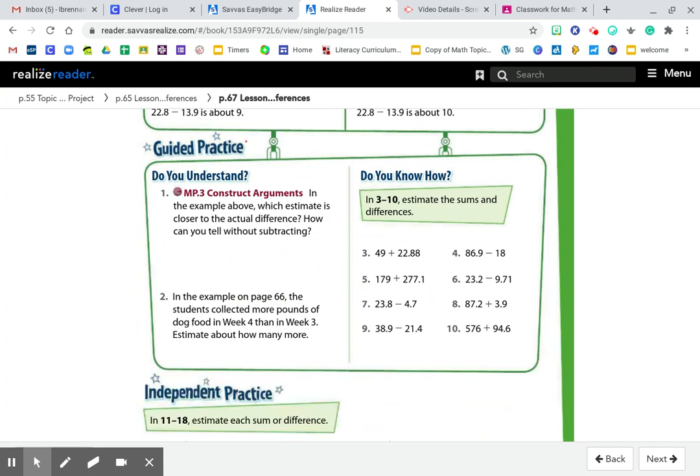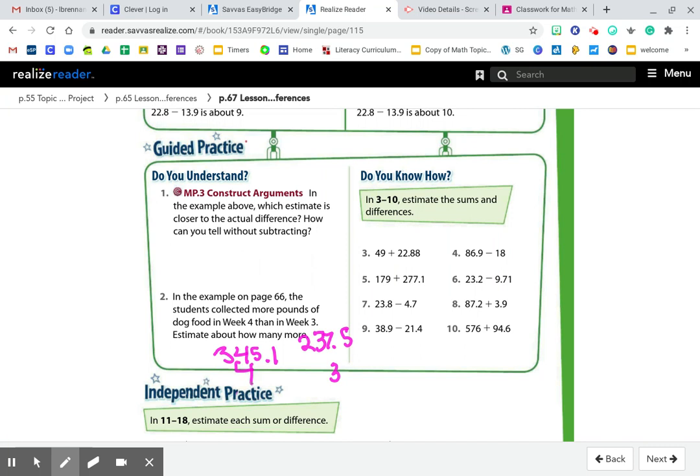And number two, in the example on page 66, the students collected more pounds of dog food in week 4 than in week 3. Estimate how much, how do you know how much more? So between week 4 and week 3, let me go back to the other page. Week 4 was 345.1, and week 3 was 237.5. So this is week 3, and this was week 4. Make sure I got the right weeks this time. And estimate how many pounds more.